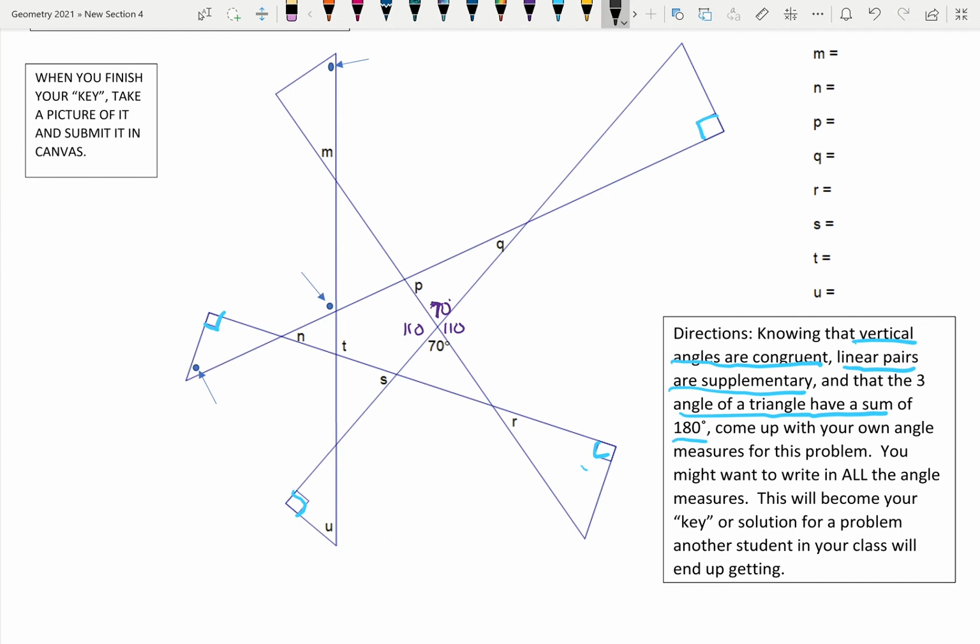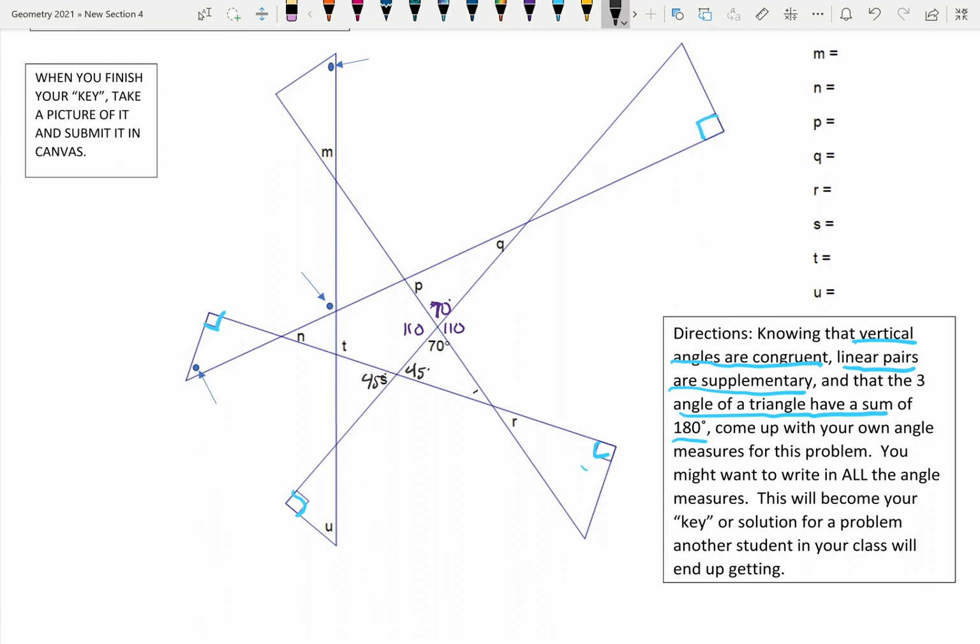So you're going to pick a value. It's your choice, as long as we end up following those 3 basic rules: vertical angles congruent, linear pairs supplementary, 3 angles of a triangle have a sum of 180. So I'm only going to do one more step here. I'm going to say, okay, well, for this problem, I want this to be a 45-degree angle. Well, if that's 45, then this is 45.